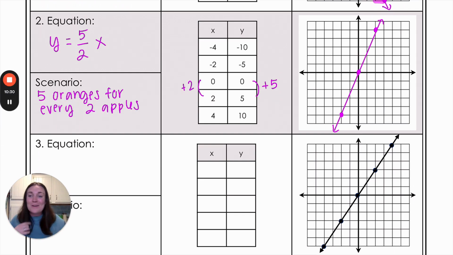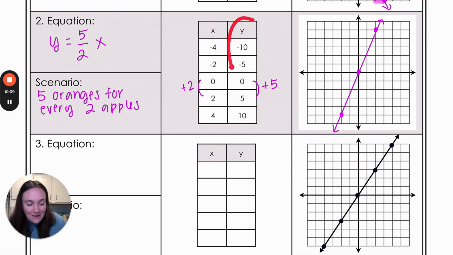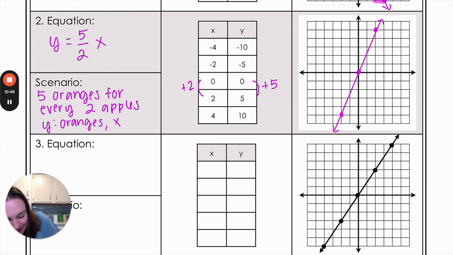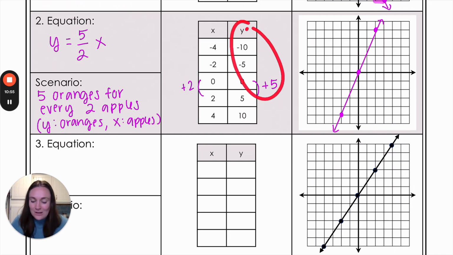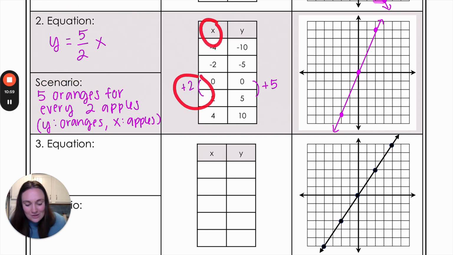The last thing we want to do is make sure we say what is our x and what is our y so it matches our scenario. So remember that we always have our y over x for our slope. And so that means that that 5 has to be connected with our y. So we're going to say that y is our oranges and that x is our apples. So again, that 5 is associated with my y, 5 oranges. That 2 is associated with my x, 2 apples for our x.